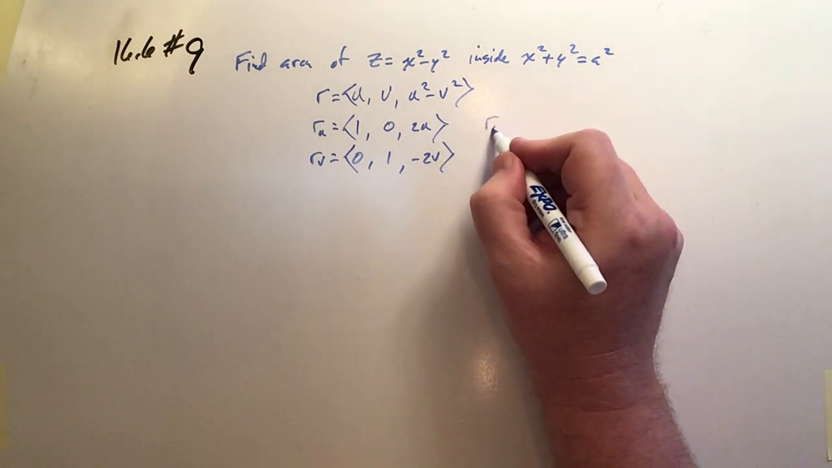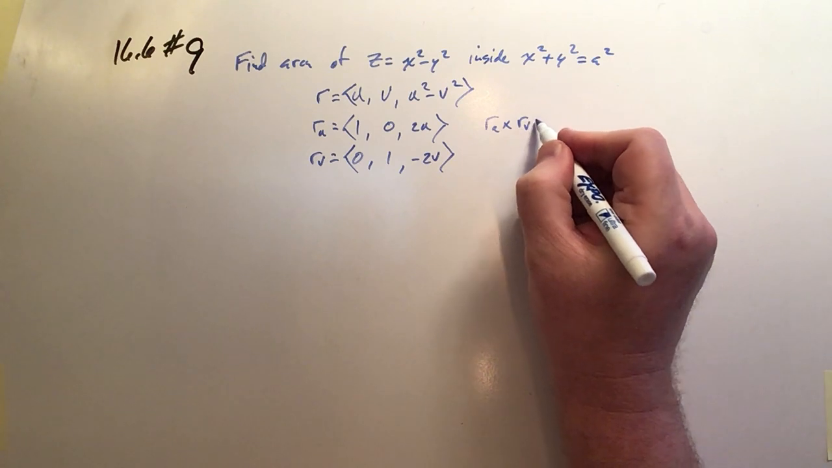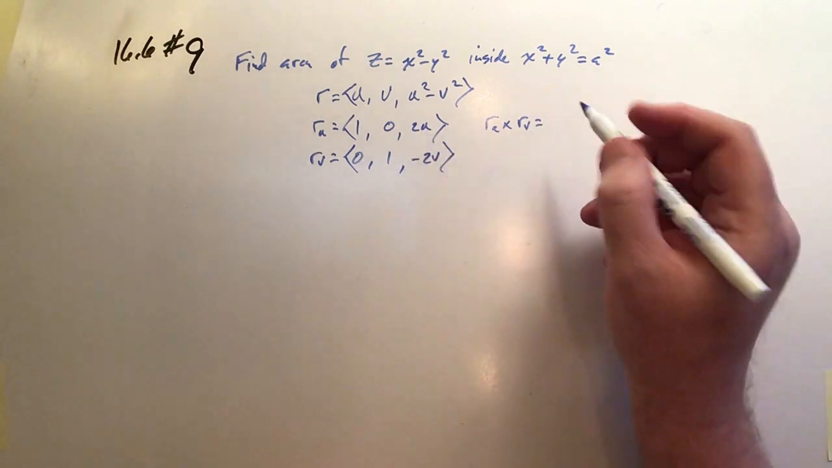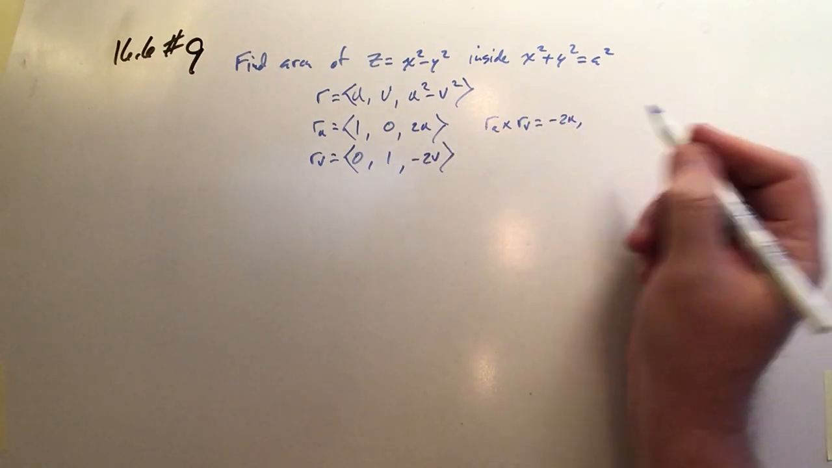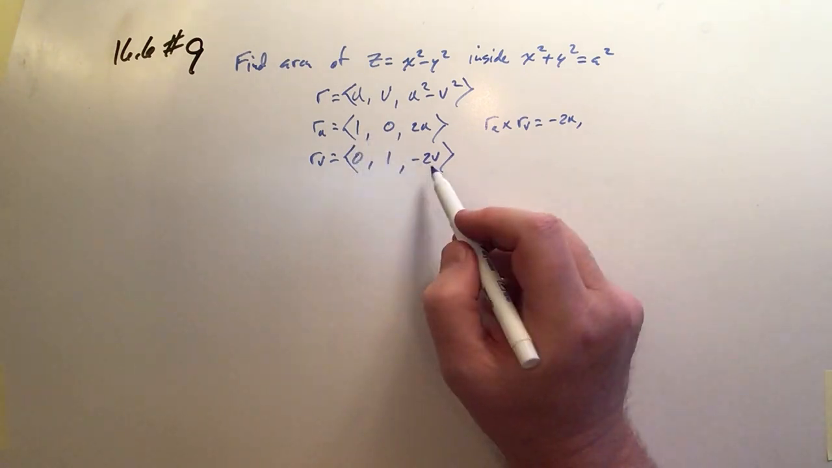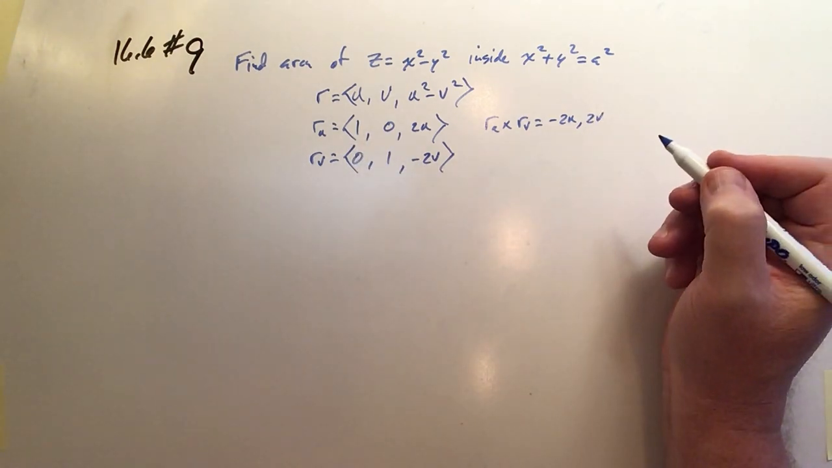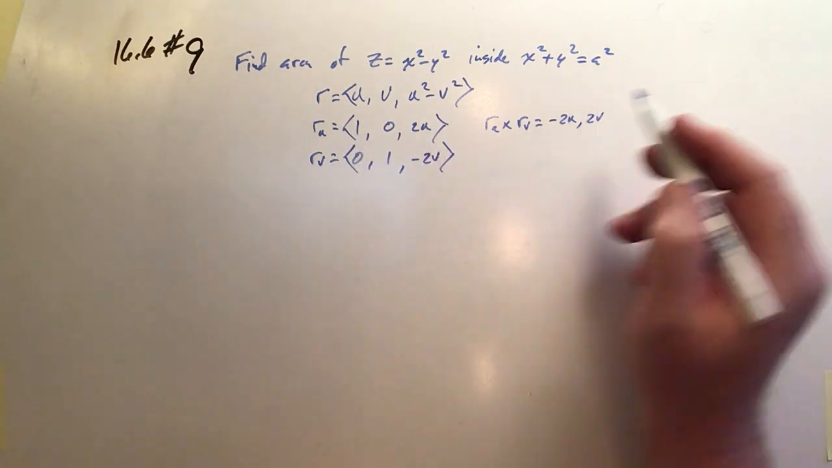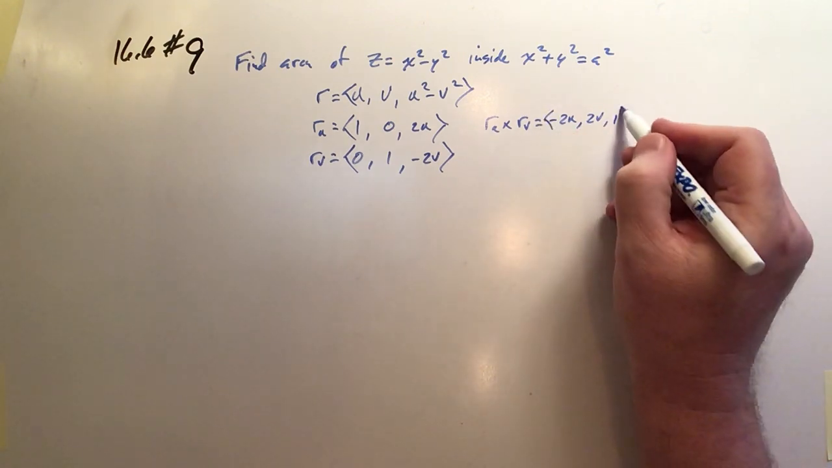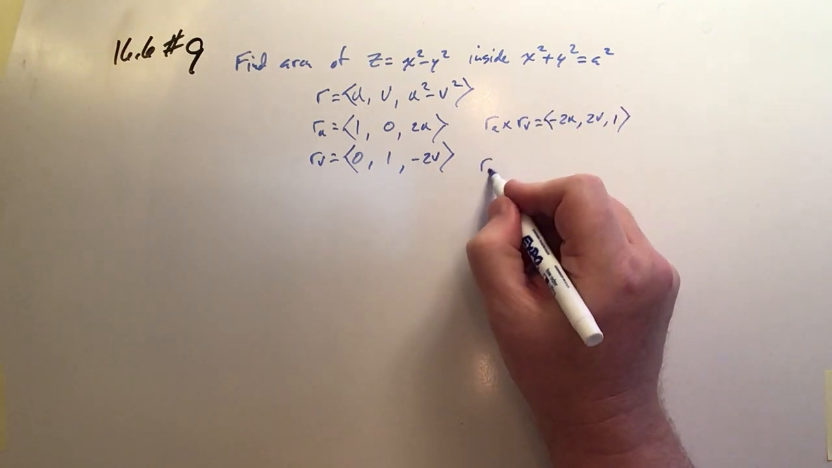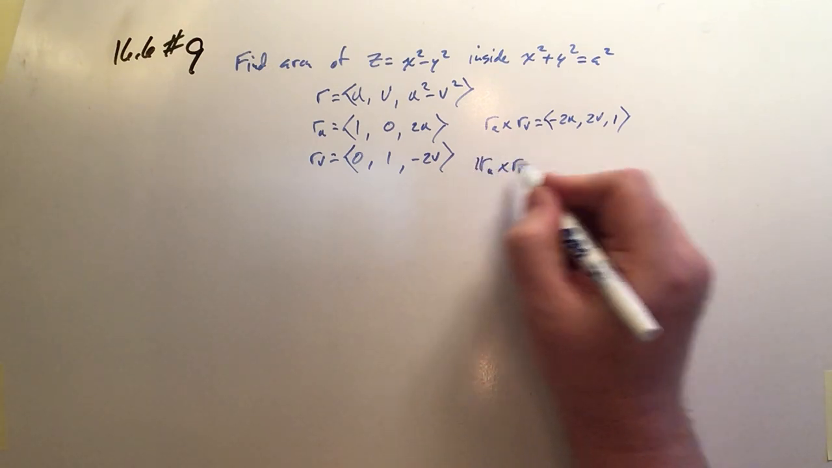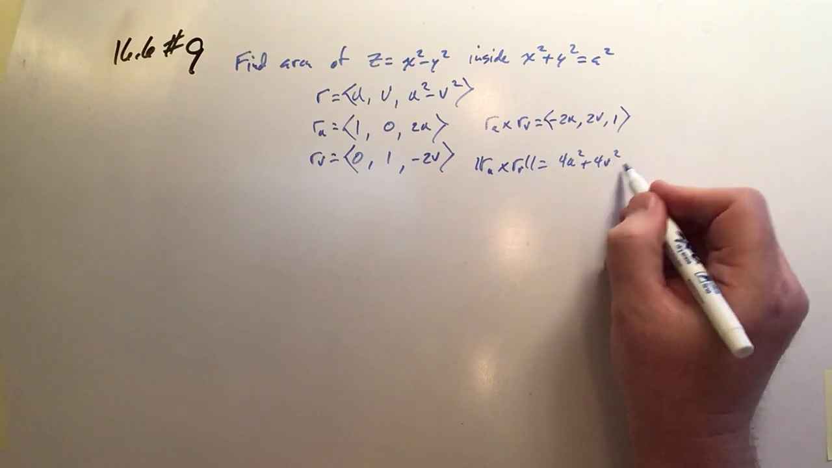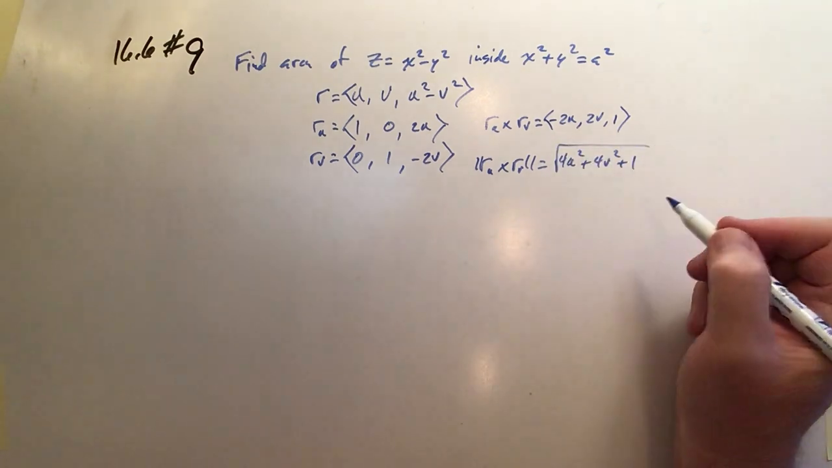And the cross product, ru crossed with rv, is going to be equal to: the i component is nothing minus 2u, the j component is negative 2v, so that's 2v, and the k component is just 1. And that means its magnitude, ru crossed with rv, is going to be the square root of 4u squared plus 4v squared plus 1.